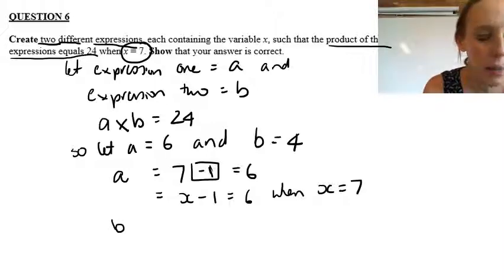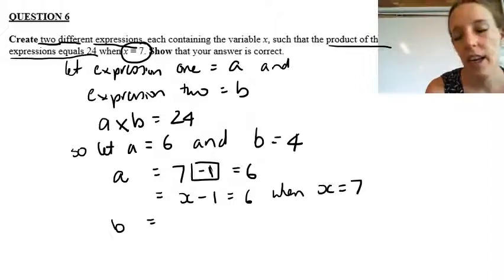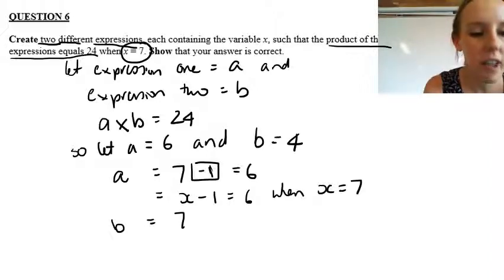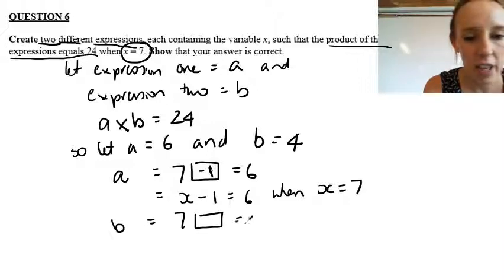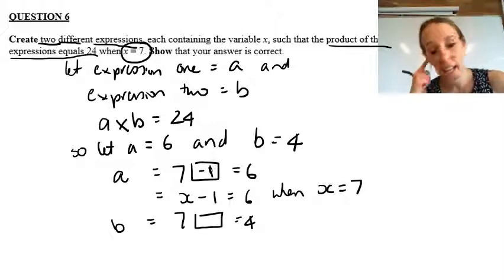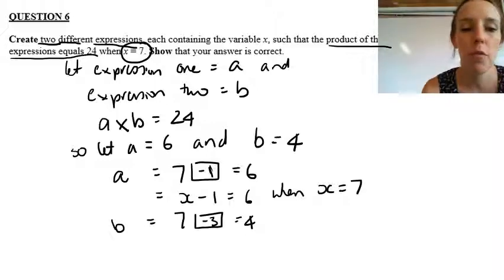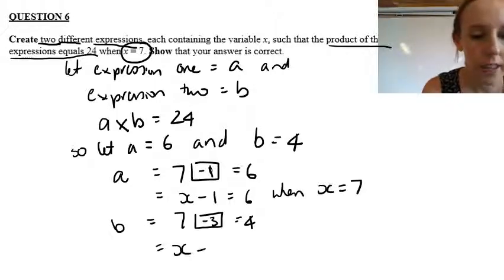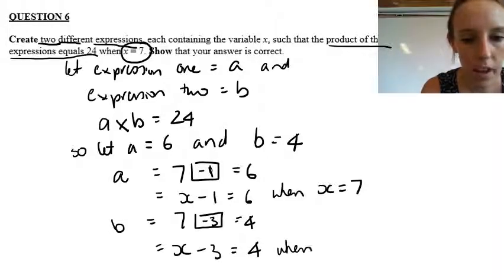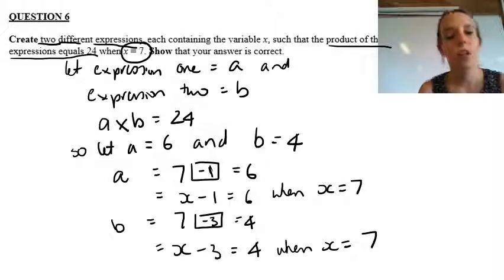Okay, for my expression B, it has to equal 4. So I have to have something equal 4, but I know that x has to be 7. So 7 and then doing something to the 7, I have to get to 4. Again, my brain's taking the easy way, and the thing I think of is take 3, because that's pretty easy. 7 take 3 is going to equal 4. So x take 3 equals 4 when x equals 7. So it's not enough just to do this. I have to show that my answer is correct.